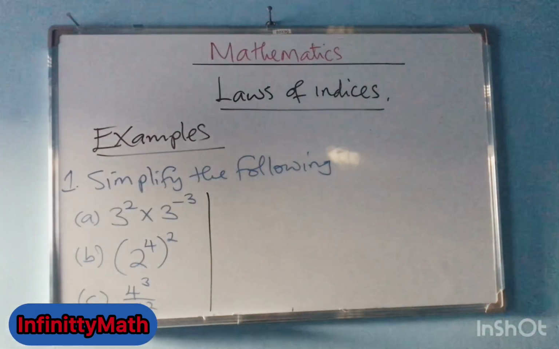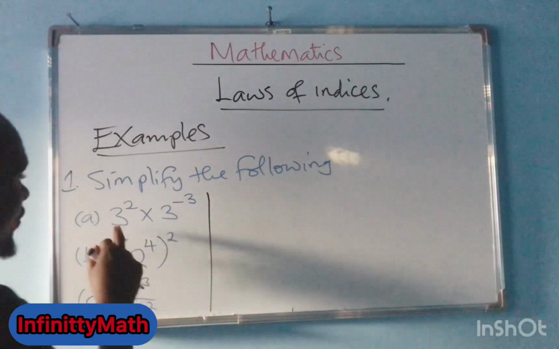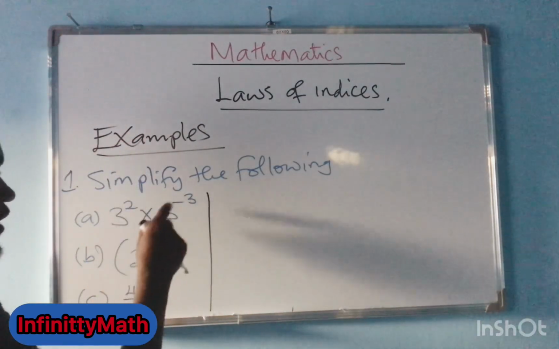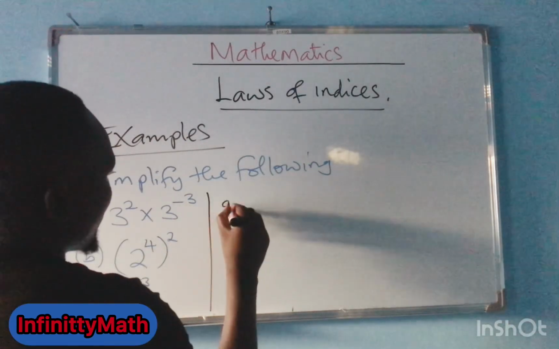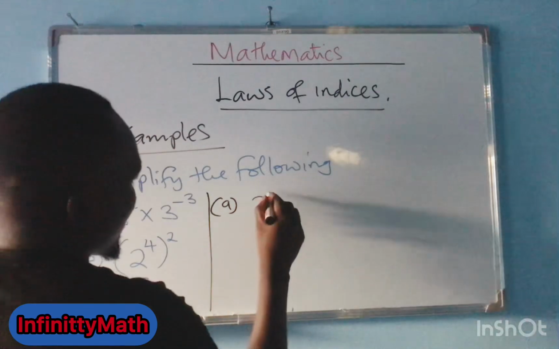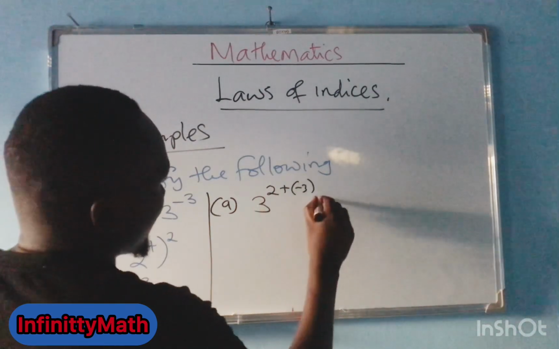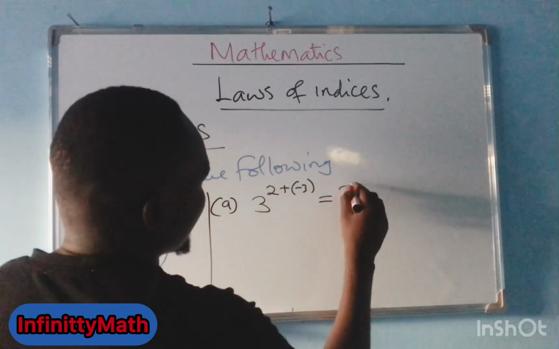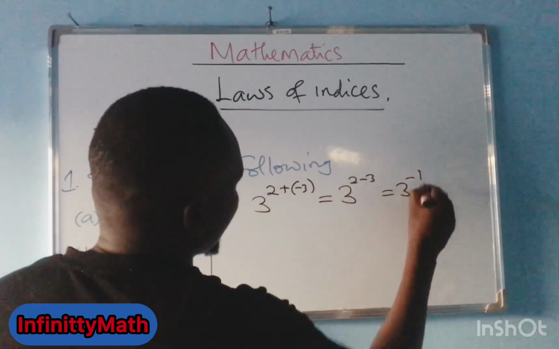We need to use the first law of indices. The first law of indices stipulates that if you have the same base and different exponents, we just add the exponents. So here, part A will have 3 as the base, and then 2 plus negative 3. And this will give us 3 to the power 2 minus 3, which will just give us 3 to the power minus 1.